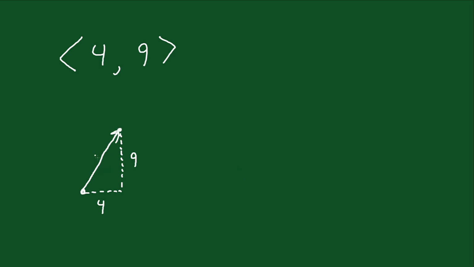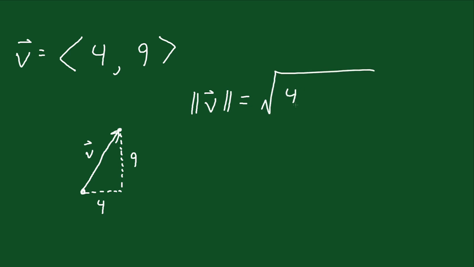First, what is the magnitude of that vector? Well, this vector doesn't have a name. Let's call it vector v. If we want the magnitude of vector v, it is going to equal the square root of 4 squared plus 9 squared, right? This is just your Pythagorean theorem to figure out the length of that hypotenuse. And if you do that, you get an answer of approximately 9.85. Again, rounding to 2 decimal places.